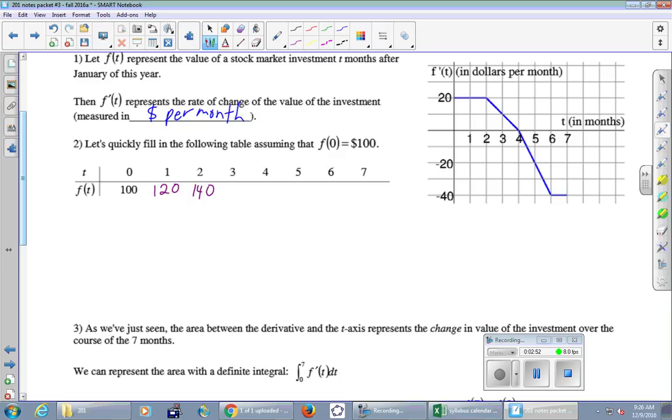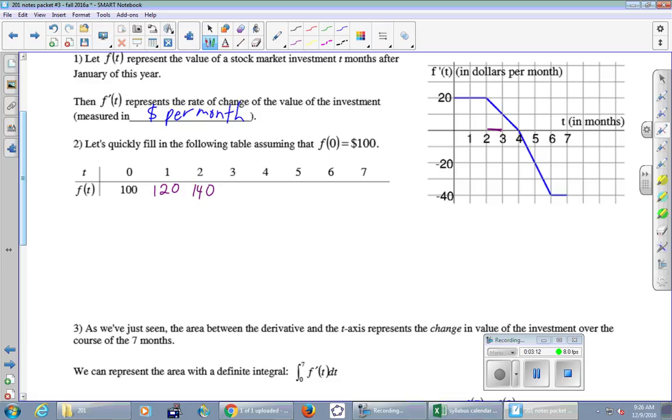Did our investment gain or lose value in this third month? Gained, but not as much. All right, you guys were really pessimistic there. A lot of you said lose. Just like you had high expectations, I guess. Still gaining, but not as fast.